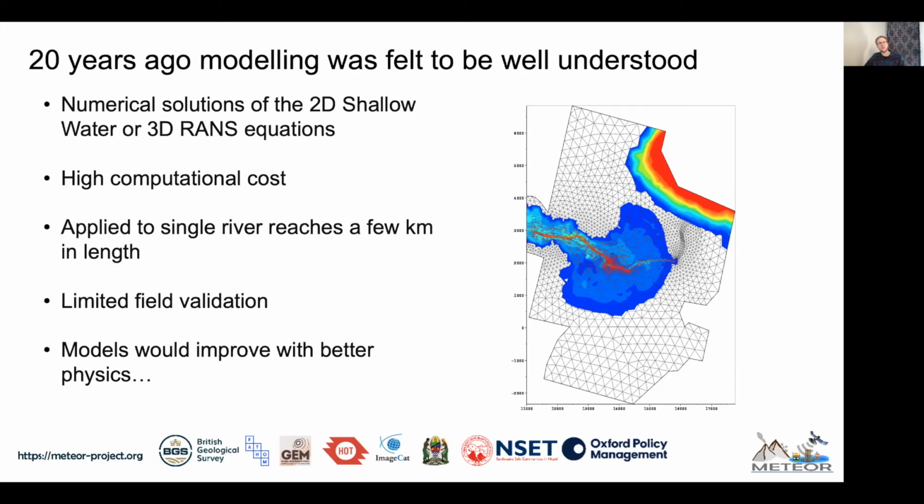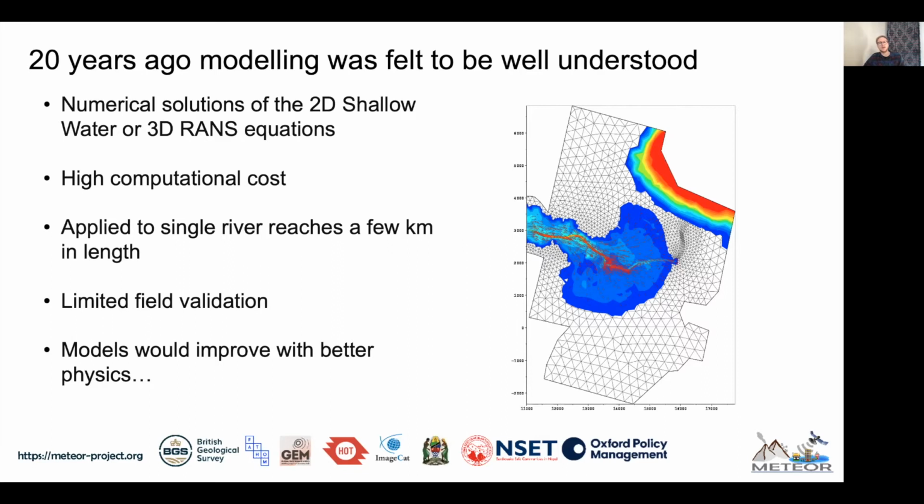Now, if we fast forward to around the year 2000, laboratories and analytical type solutions had been replaced by computer models. And these computer models were actually already very sophisticated. They could solve the underlying equations that describe the movement of water in 2 dimensions or 3 dimensions. And they could do this very accurately. But because of the very high computational cost that was associated with solving these kinds of equations, they were only applied to relatively small scale problems.